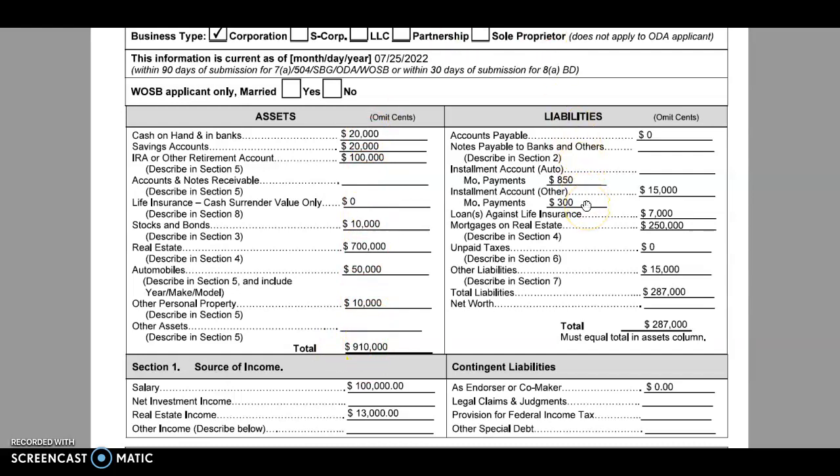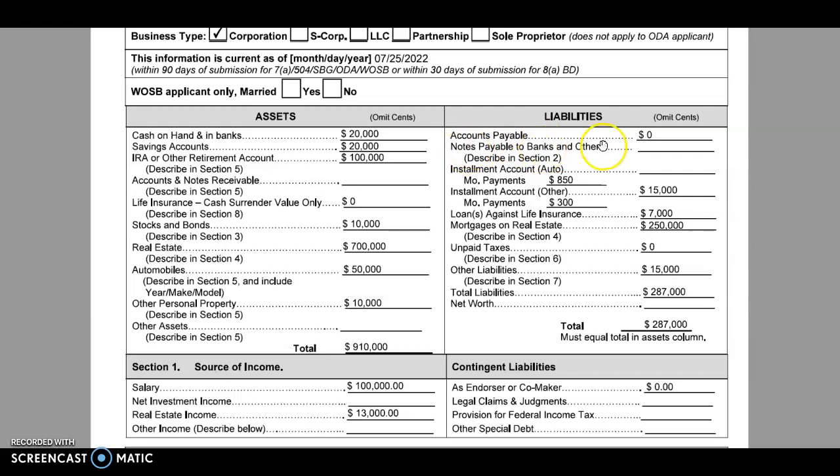Now we're going to look at the other side of your balance sheet, which is your personal liabilities. The first thing we're going to look at is accounts payable. Again, you're thinking business. Accounts payable is what I owe my vendors. Well, in this case, it's what do you owe that is outside of an installment loan? Now, 99 times out of 100, this is probably 0.